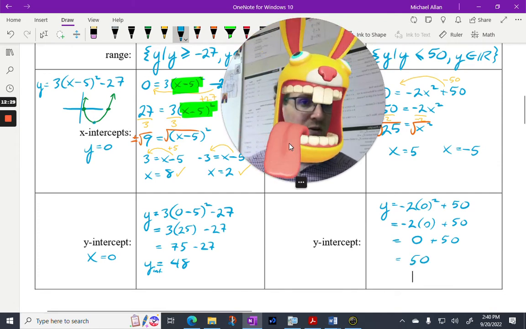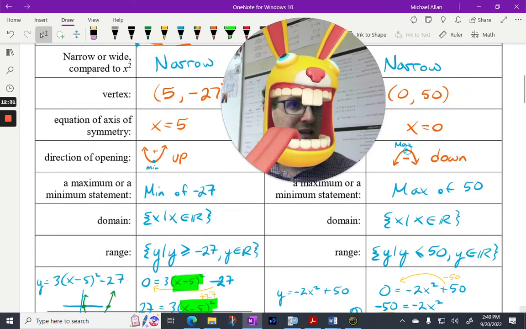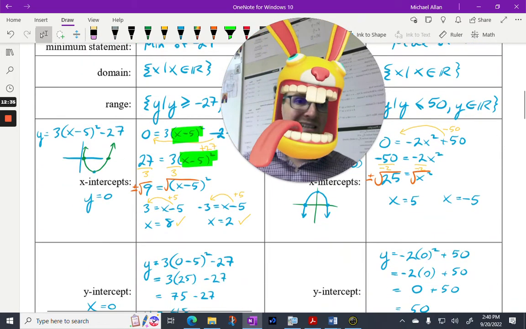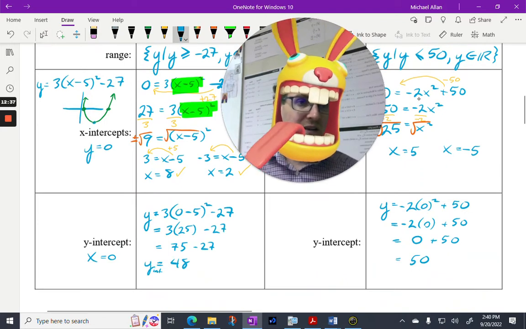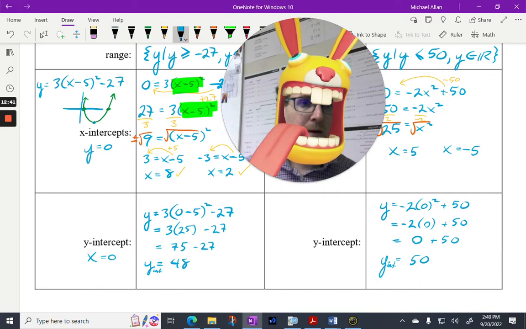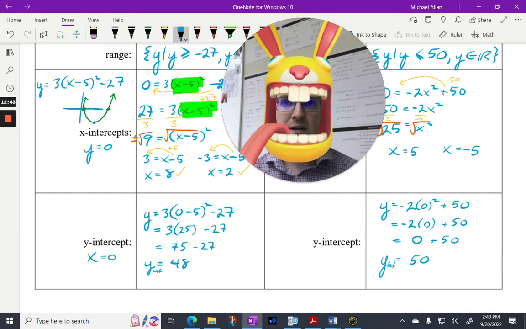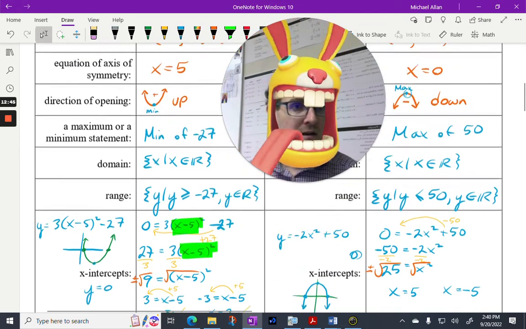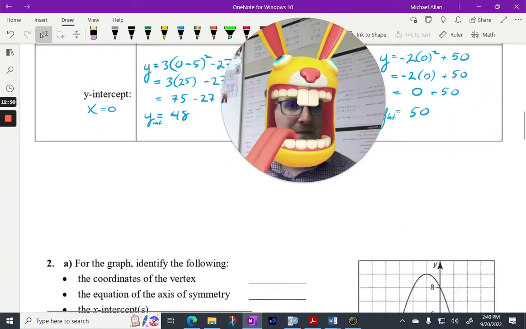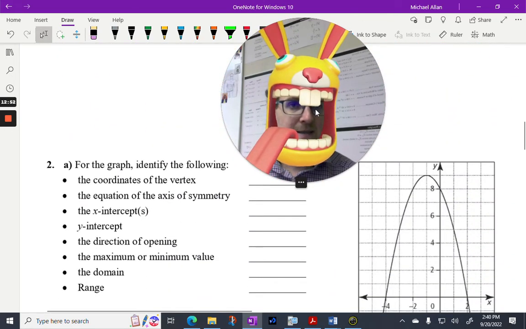And I kind of knew that already, because if you look back at my vertex, 0, 50. When the x is equal to 0, I got a 50. So, y. Cool. There's the first chart. Okay? If that kind of makes sense, hopefully it's all just a refresher at this point. And then we're going to scroll down to this next one here.